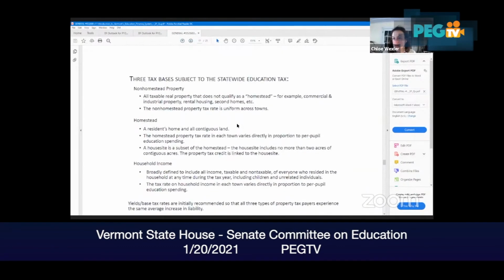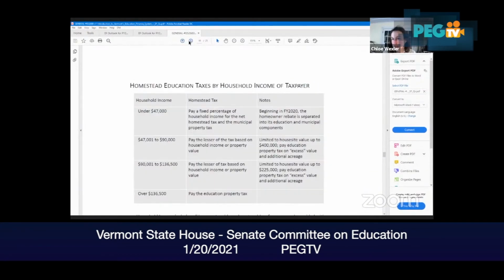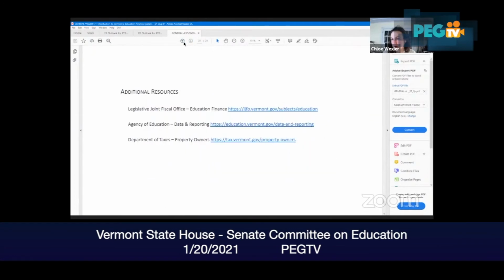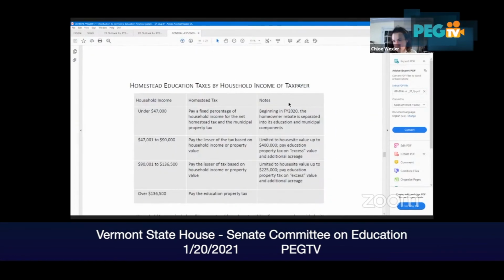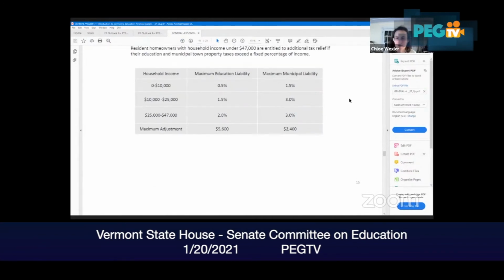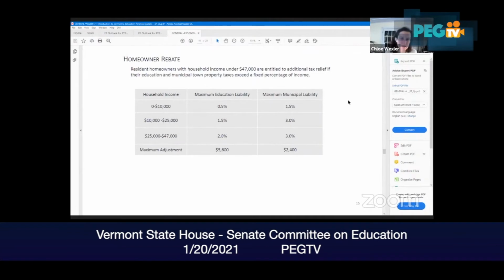There is one additional wrinkle, which I will add as an additional slide, which, oh, here it is. There's one additional wrinkle that I'm sure you guys have heard about, and that is the homeowner rebate, or what is called the super circuit breaker. This is a program that's uniquely available for lower income households in Vermont. So if you have a household income of under $47,000, in addition to the adjustments that everybody else receives, this population of filers is eligible for even more support on their property taxes.